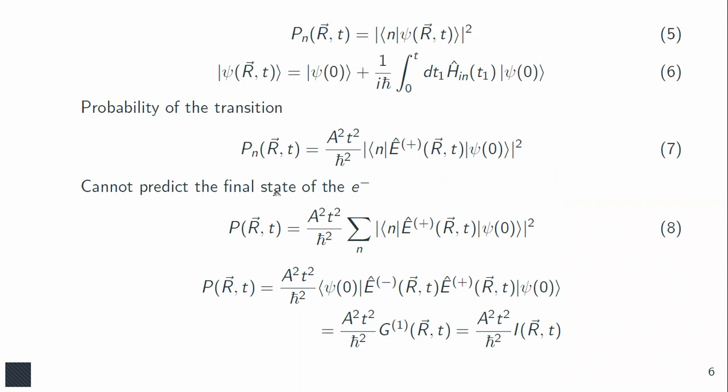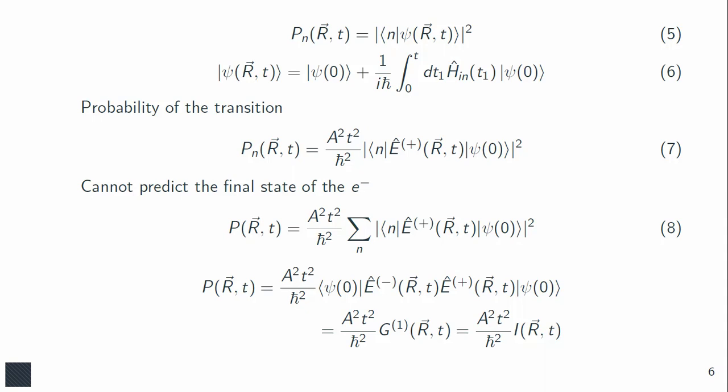So we know that the probability of finding a state in a certain state n can be calculated by equation 5. So we have a state psi(r,t), and the probability of that state to be found in the state n is given by equation 5, and it could be related to the initial state of the system by equation 6, and it is a perturbation solution of the Schrödinger equation, and the probability of the transition of the photodetector, that is the electrons of the atom, can be calculated by equation 7.